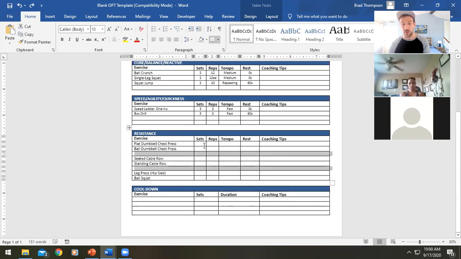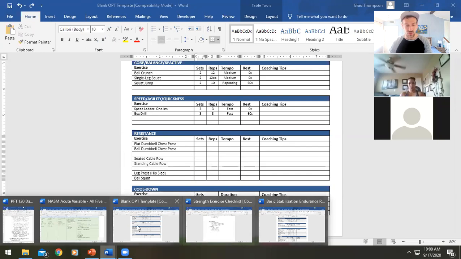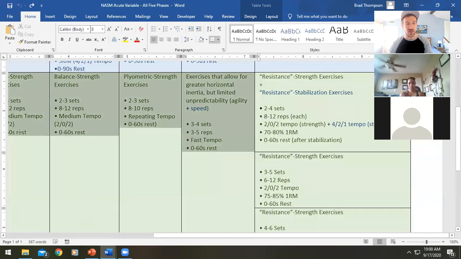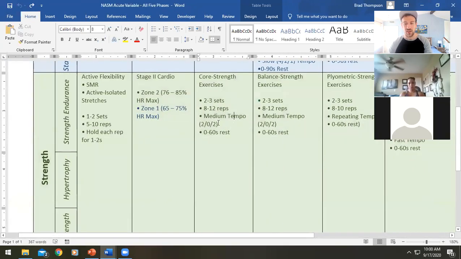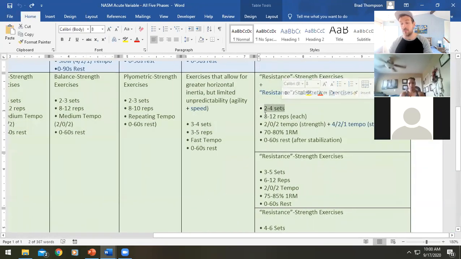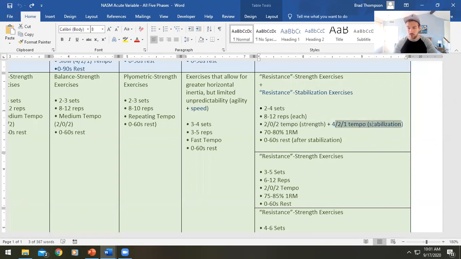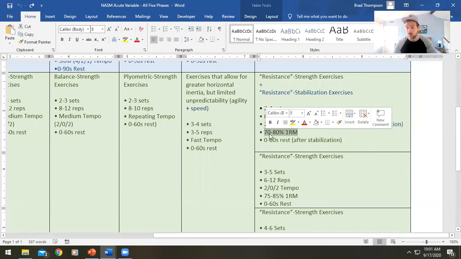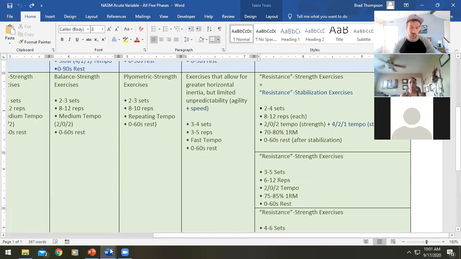So we're going to go with this version here. So I go with my strength and endurance stuff. Until now I've been in here, but now I've got to get into my rules for strength endurance. So that's going to be 2 to 4 sets, 8 to 12 repetitions for each exercise, 2-0-2 tempo for the strength movement, but a 4-2-1 tempo for the stabilization movement, 70 to 80% of your 1 rep max, and 60 seconds of rest after your stabilization movement, but no rest after the strength movement.